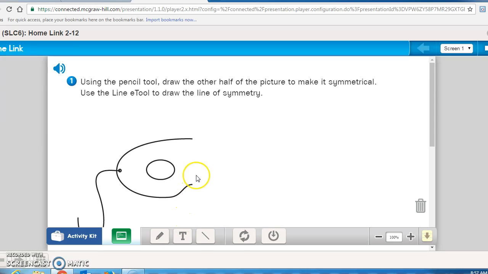So you might have to fold the paper right on this line over, hold it up to a window so you can see through it and kind of draw it, because you won't have the E tool to do that. When you finish with this, I want you to bring it up to me so I can see it, and you are done with 2-12.